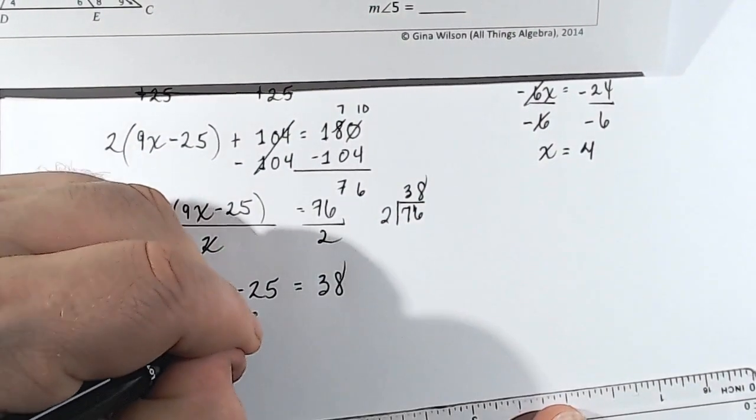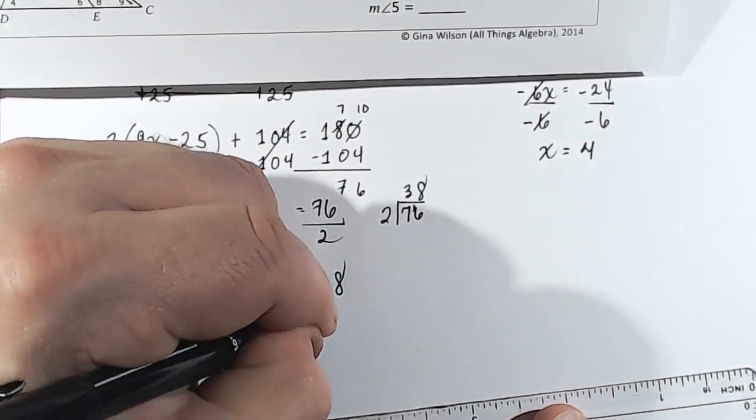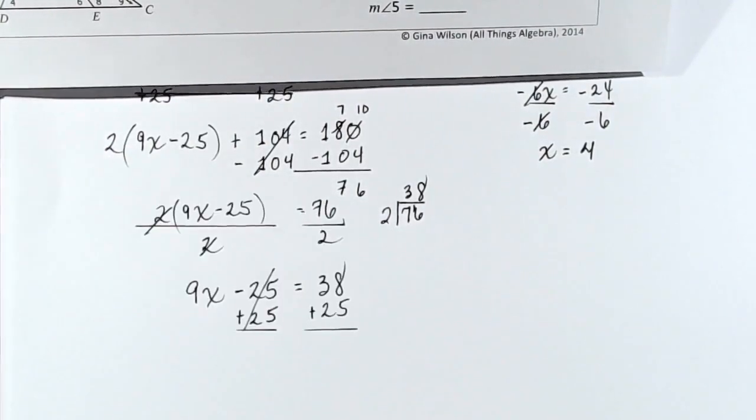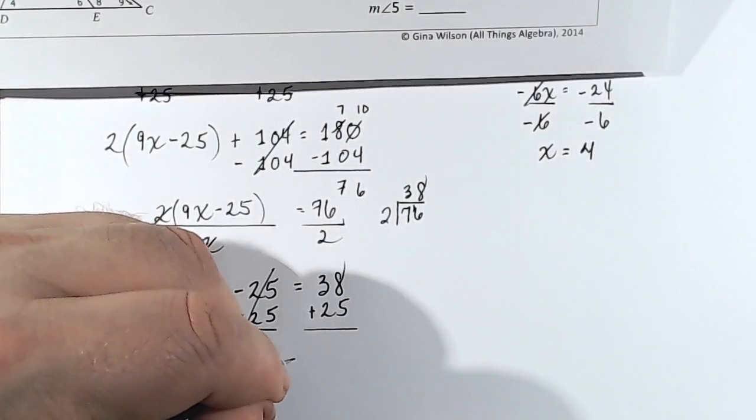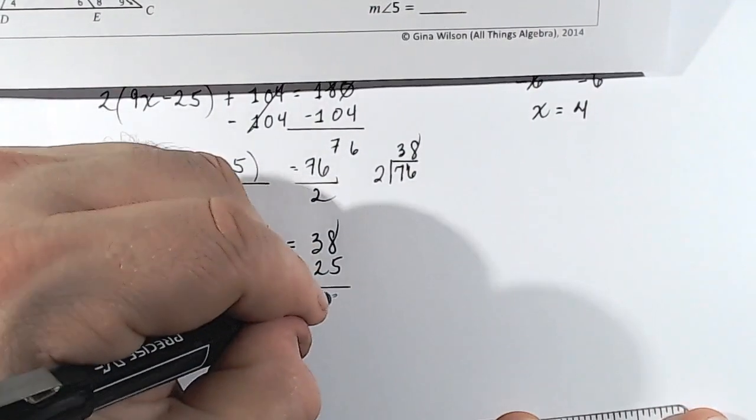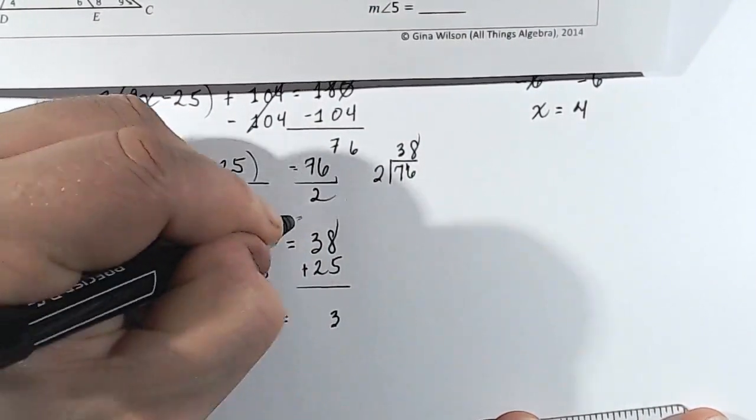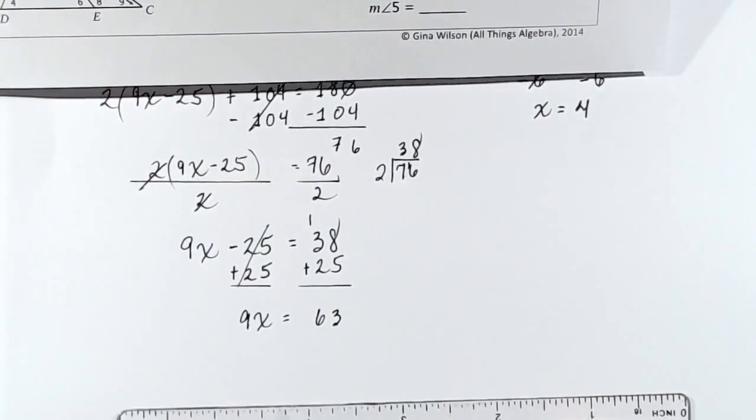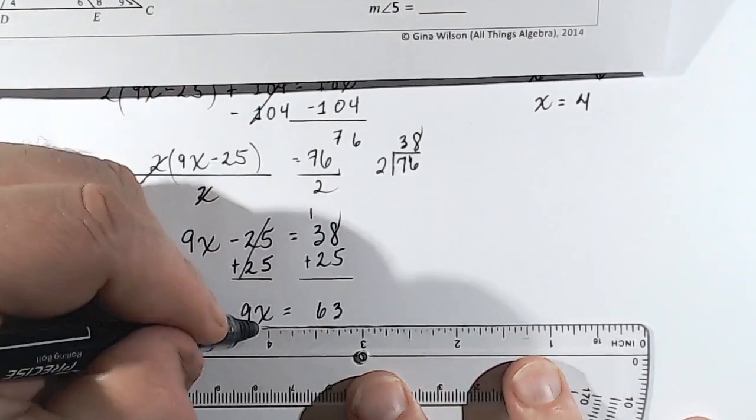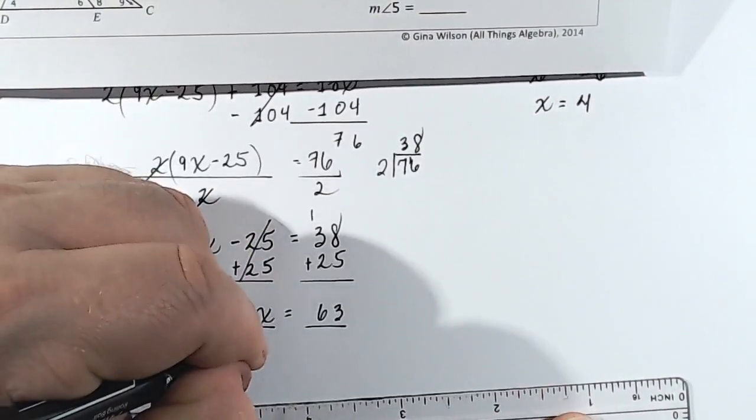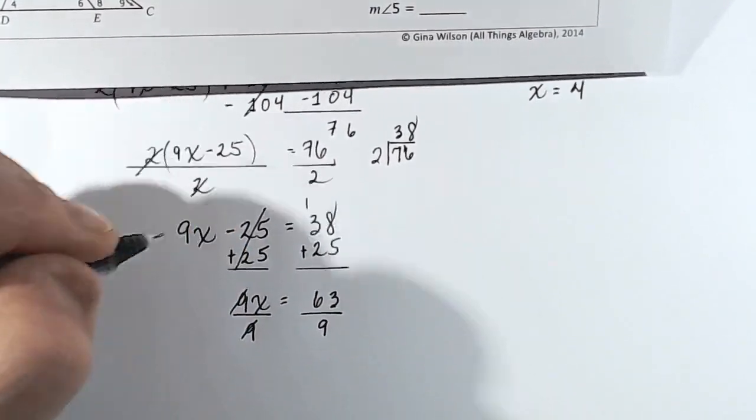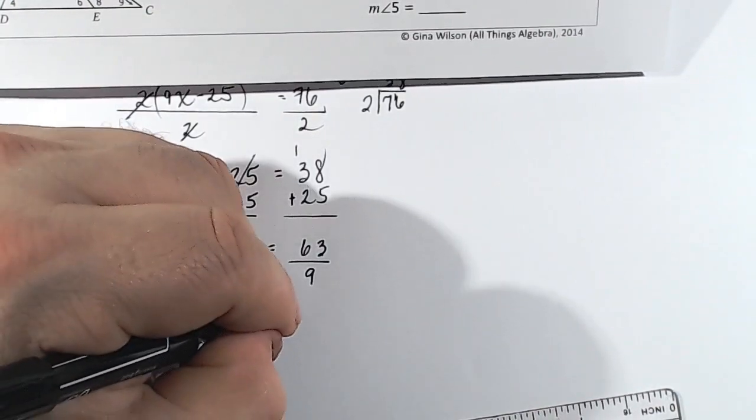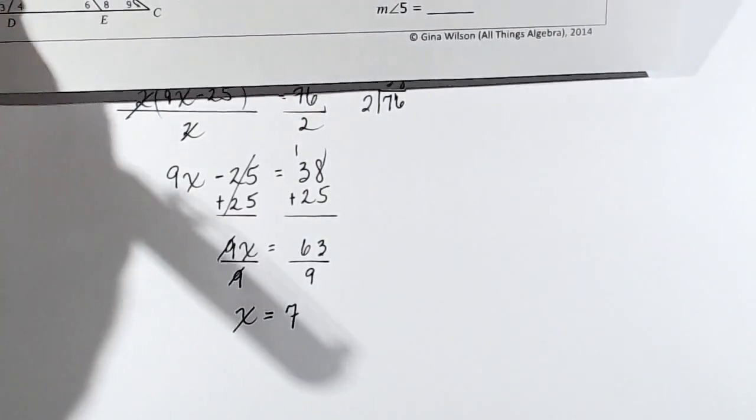And let's add 25 to both sides, and then divide by 9. Now I have 9x equals 38 plus 25. So 8 plus 5 is 13, carry the 1. 3 plus 2 is 5, plus 1 is 6. So now I have 9x equals 63. And we'll divide both sides by 9 to get x by itself. And x equals 63 divided by 9, which is 7. So x is 7.